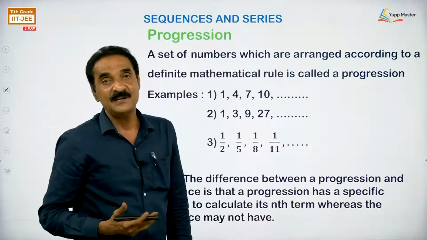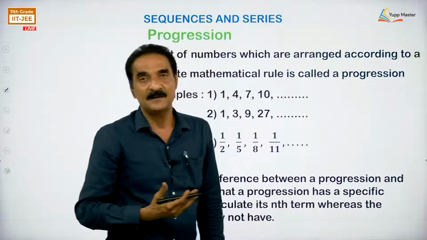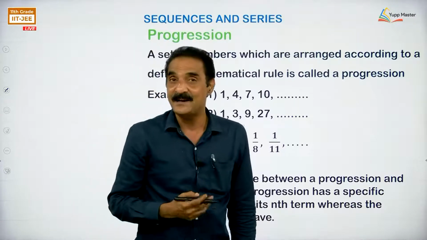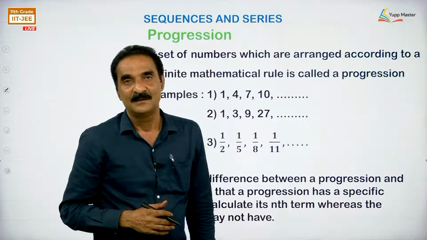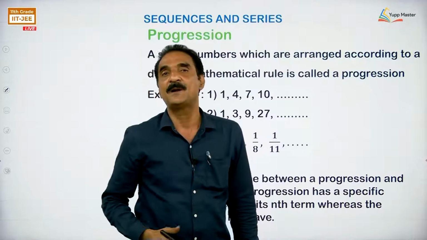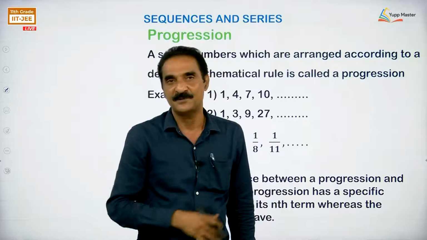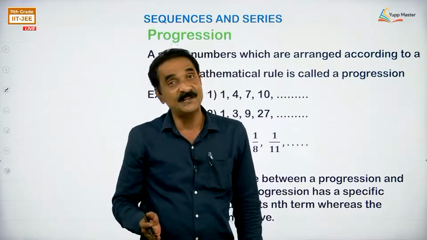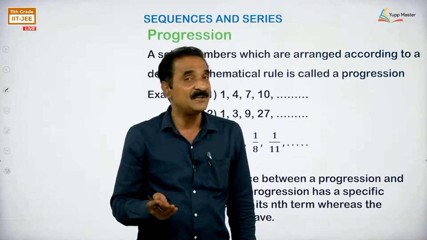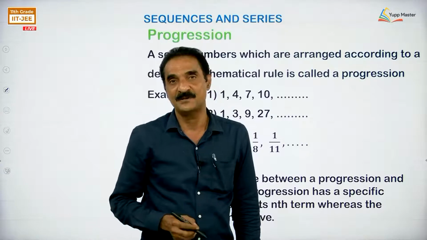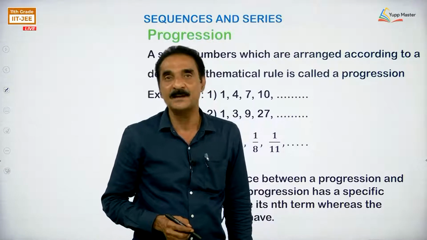In a progression, there will be a mathematical formula to calculate the nth term. If you cannot tell any mathematical formula for the nth term, then that is only a sequence, not a progression. Every progression is a sequence, but every sequence may not be a progression. I hope it is very clear.